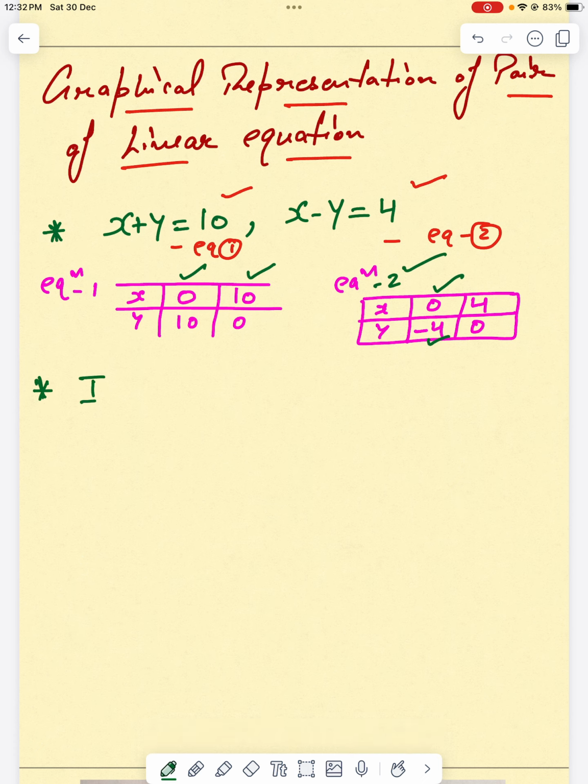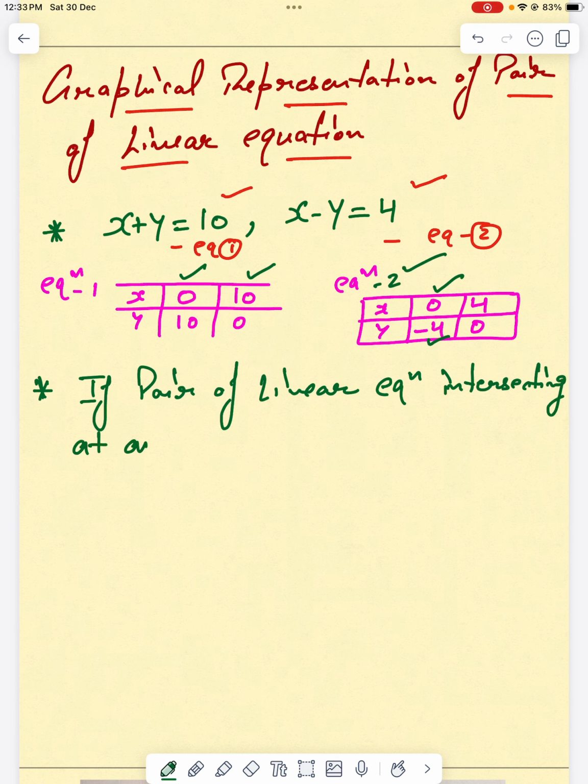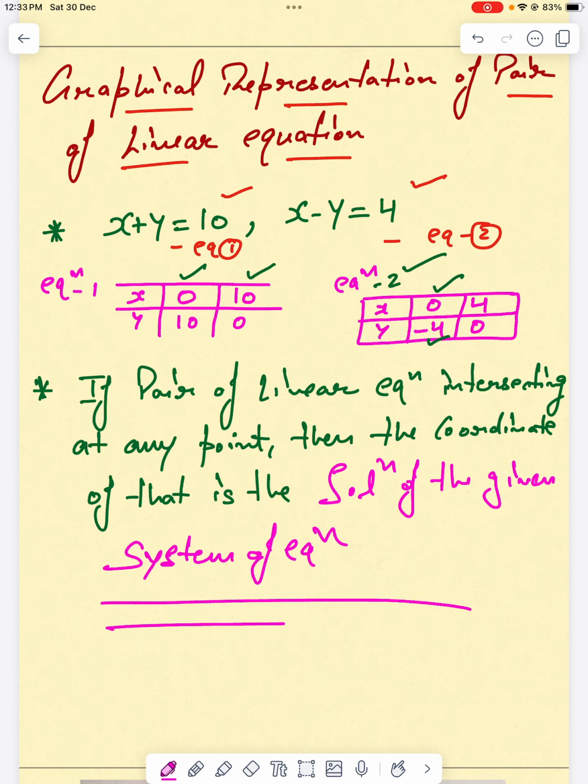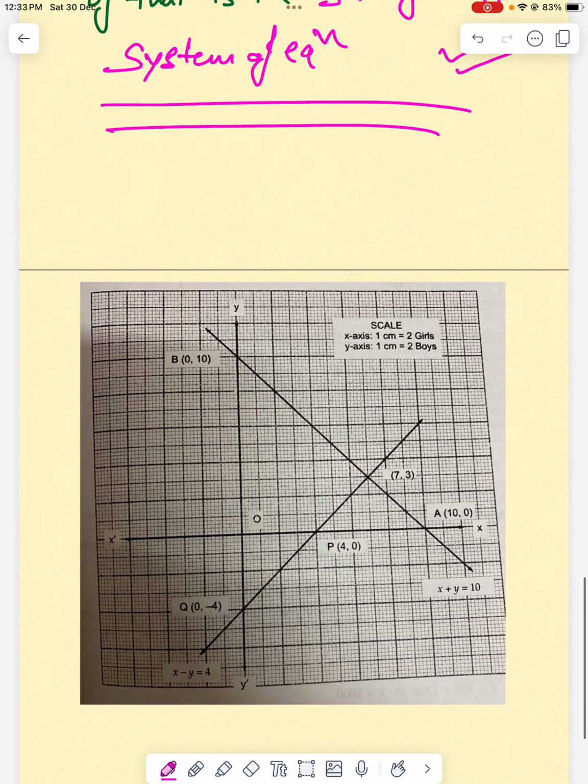So if a pair of linear equations intersecting at any point, then the coordinate of that point is the solution of the given system of equation, right? So please remember this concept.